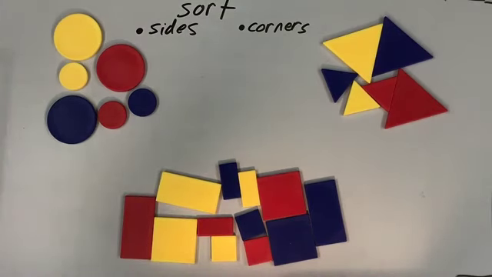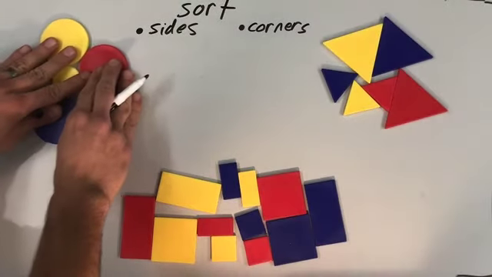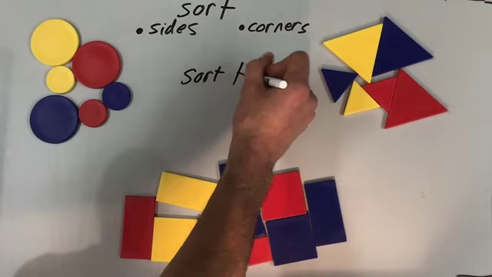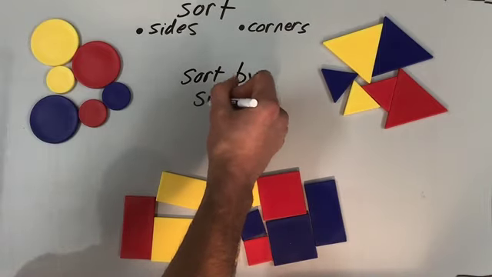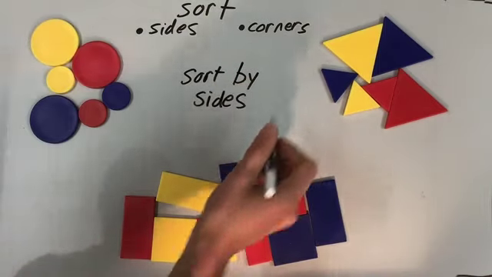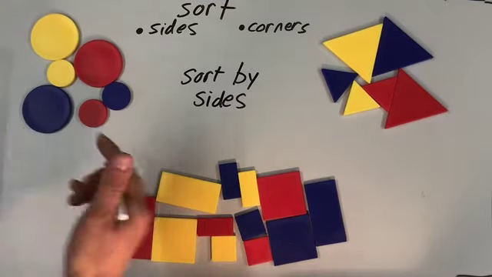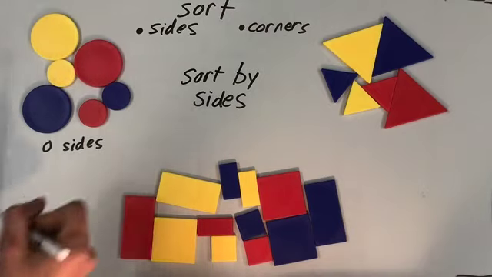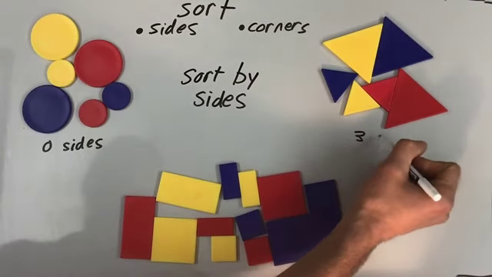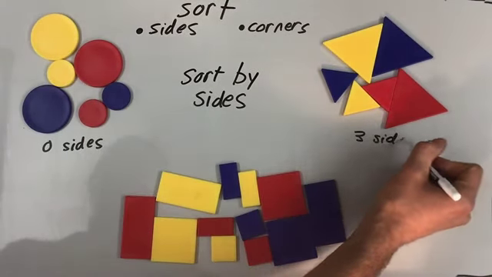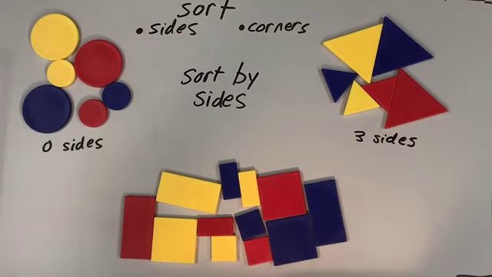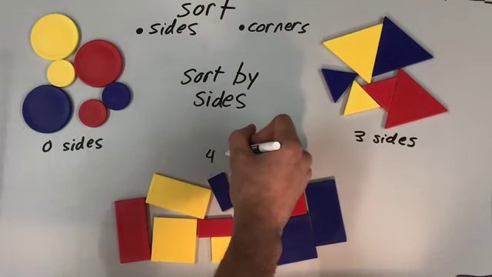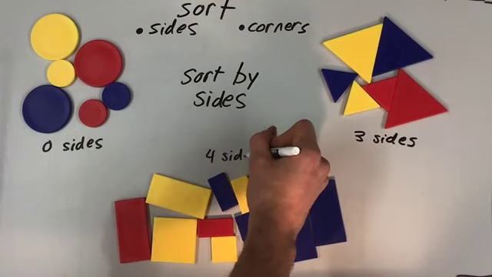So I'm going to label our groups, and I'm going to say sort by sides. And I'm going to label this as 0 sides, 3 sides, and this group here, 4 sides.